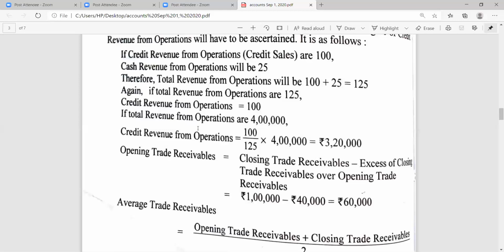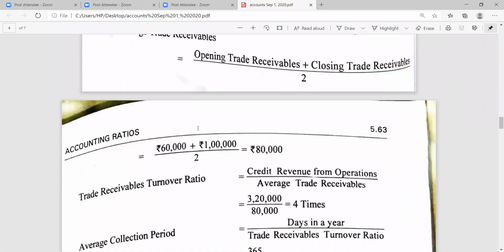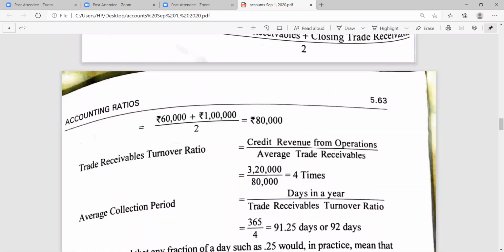So now the opening trade receivable will be 60,000. Closing will be 1 lakh. And by adding both items and dividing by 2, we will get our average trade receivable. By putting the values of average trade receivable and credit revenue from operation in the formula, we will get our trade receivable turnover ratio, that will be 4 times. After that, the average collection period is to be calculated. Days in a year, that are 365, divided by trade receivable turnover ratio, that is 4. It is 91.25 days, or we can say 92 days.